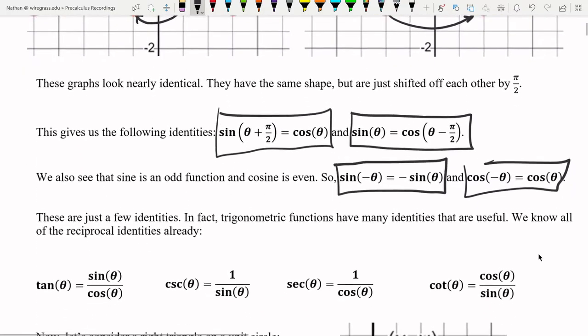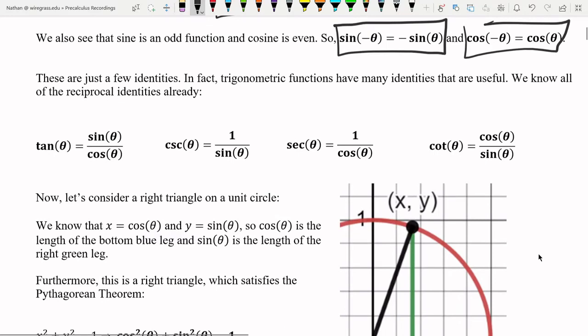Okay, now we also know, of course, the reciprocal identities. These have been well known, but specifically the fact that tangent is the same thing as sine theta over cosine theta, right? Sine is the y, and cosine is the x. So tangent is y over x. This we already knew is 1 over sine theta. Same thing with this one. And this is just the reciprocal of tangent, so cosine over sine.